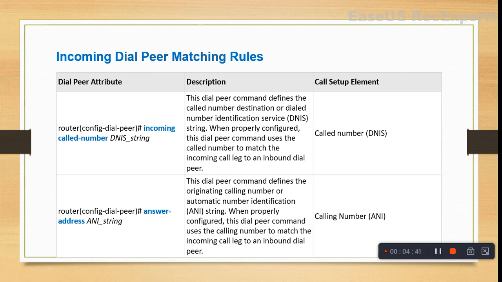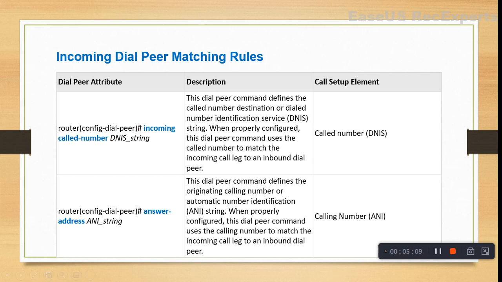This dial pair command defines the called number destination or the dialed number identification service string. When properly configured, this dial pair command uses the called number to match the incoming call leg to an inbound dial pair, right? So it's based on the called number and it has the highest priority. When I say priority, I'll explain what I mean after completing all these dial pair rules.